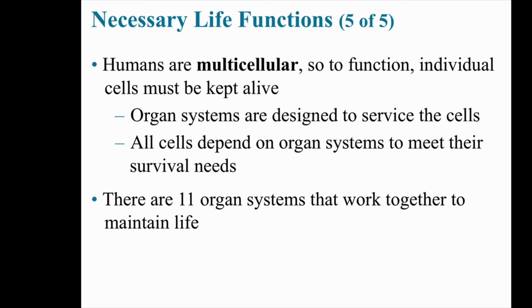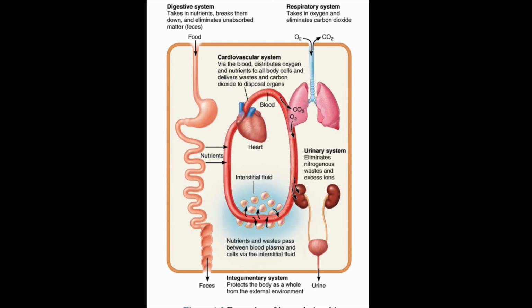Humans are multicellular, which means they're made up of trillions of cells. To function, these individual cells must be kept alive, and this is achieved through the coordination of the organ systems. There are 11 organ systems that work together to maintain life. Let's look at this figure. This is figure 1.3, which shows examples of interrelationships among the body organ systems.